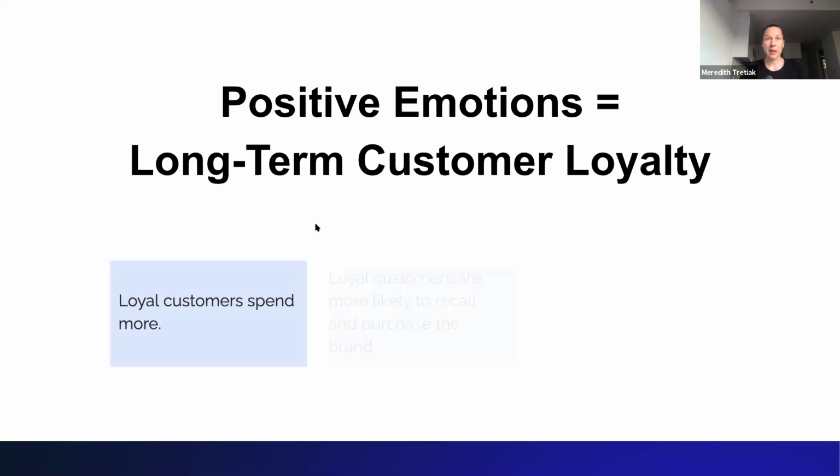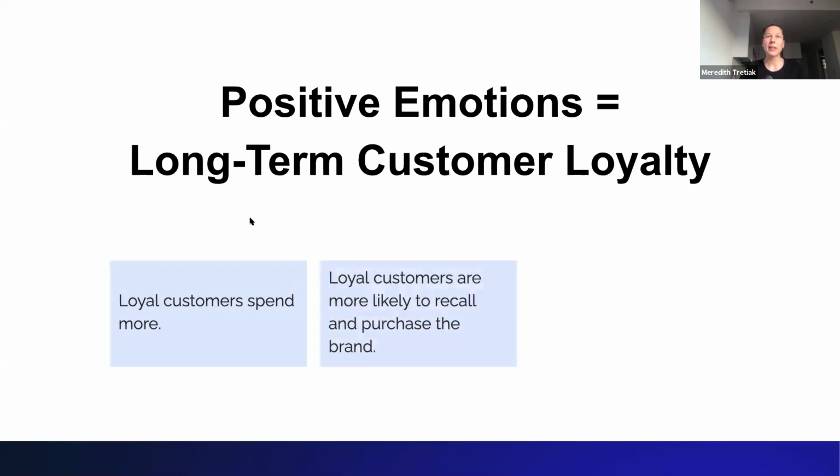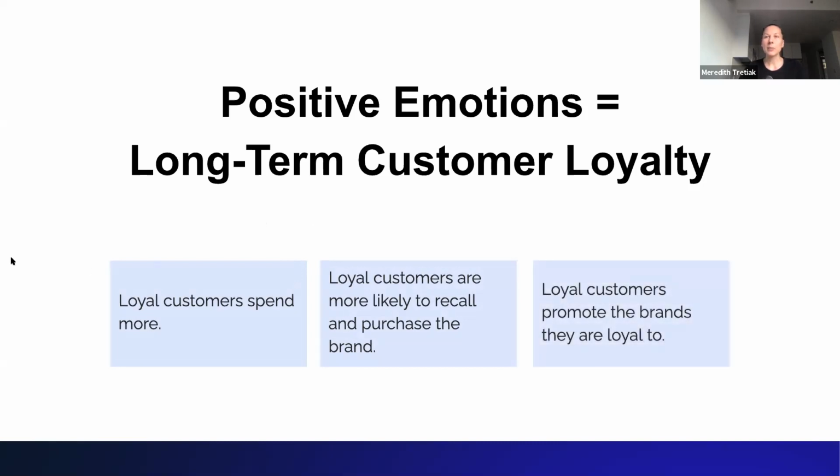Loyal customers spend more. Loyal customers are more likely to recall and purchase a brand. And loyal customers promote the brands that they are loyal to. So if you think of the brands that you love, the brands that you buy over and over again, what do you buy because it's on sale versus because you have some kind of emotional connection?